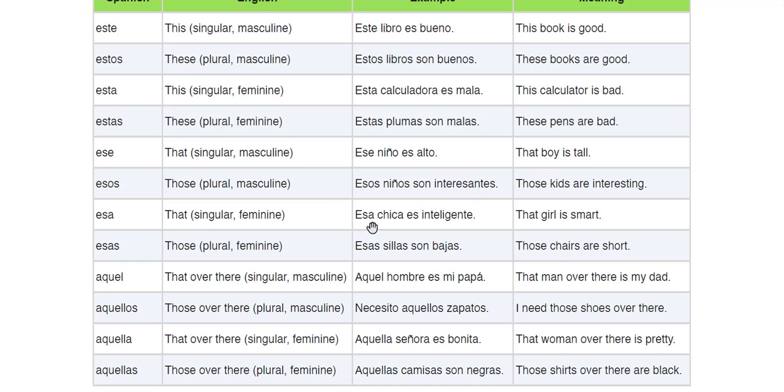Esa chica es inteligente. That girl is smart. The plural form of that is those. So if I want to say those chairs are short, I could say esas sillas son bajas.